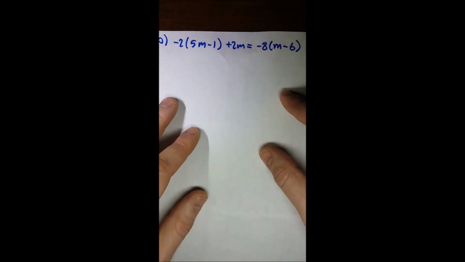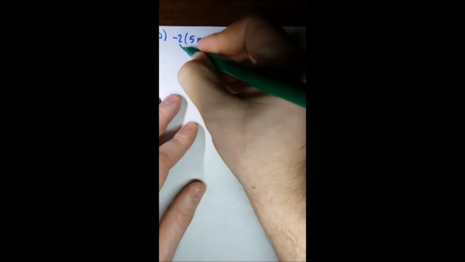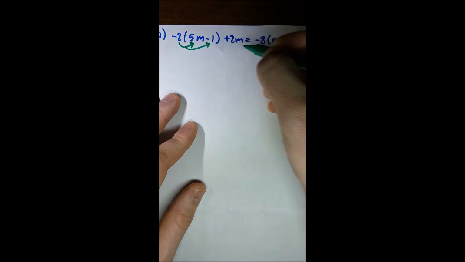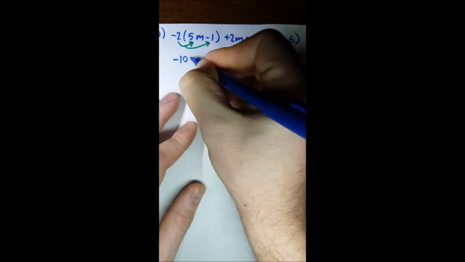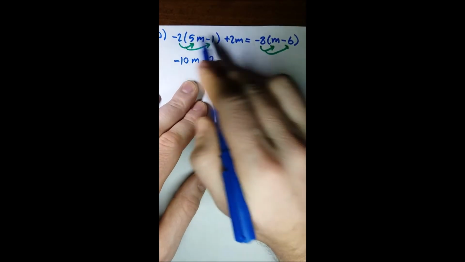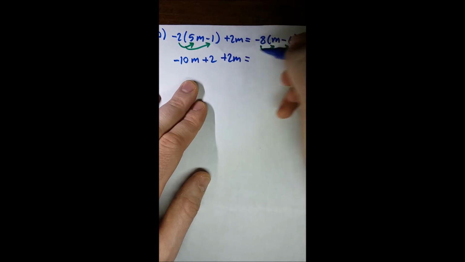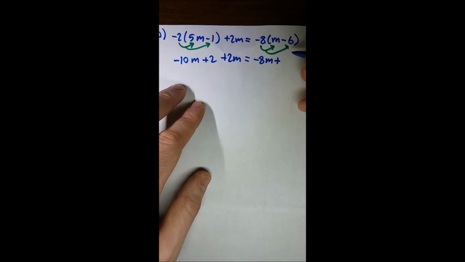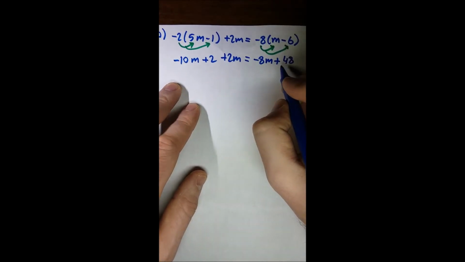Question 10. Distribute the negative 2 into these two parentheses. Into this parenthesis. Distribute a negative 8 into this parenthesis. Here's what you're going to get. Negative 10m plus 2, because negative 2 times negative 1 is a positive 2, plus 2m equals negative 8m plus 8 times 6 is 48. Negative 8 times negative 6 is positive 48.